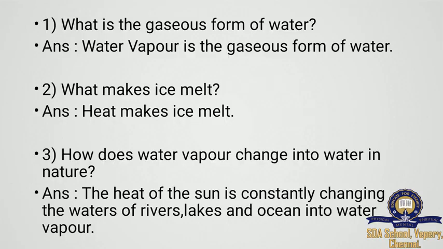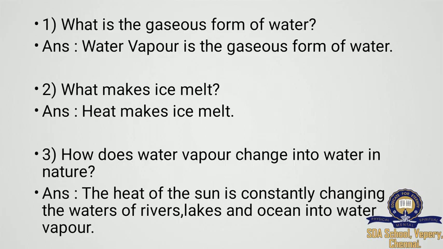And next, answer the following questions. First one. What is the gaseous form of water? The answer is water vapor. The gaseous form of water is called water vapor. Then second question. What makes ice melt? Heat. The answer is heat. Heat makes ice melt.